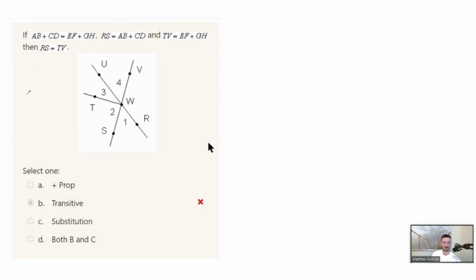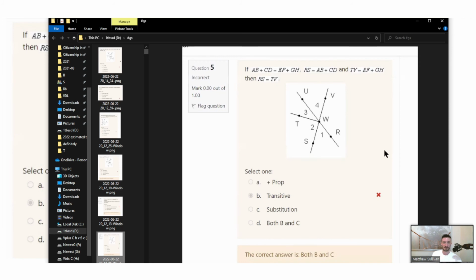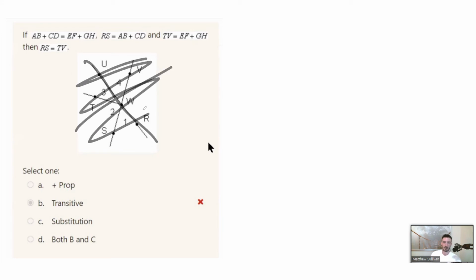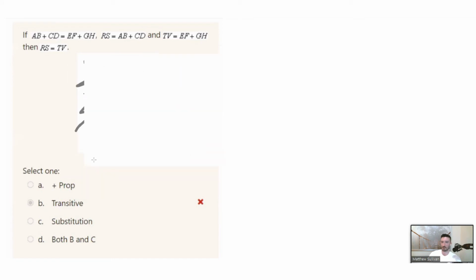Hold on. Was that number five? That doesn't make any sense. So the correct answer is transitive and substitution. I can't say that word. I think we might be able to do the problem if we ignore the picture. So if I were to just cover this picture up and pretend that wasn't there, then maybe we can make sense of it.